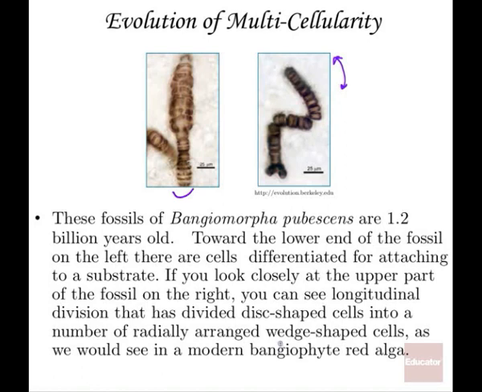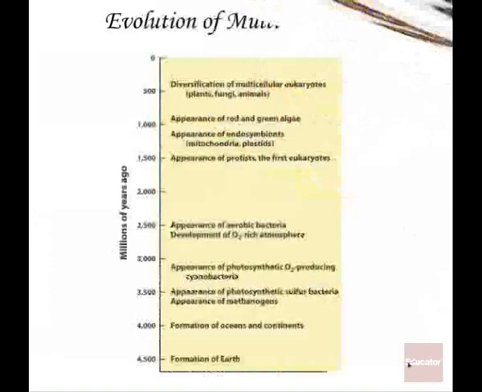So they started out as these disc-shaped cells, and then eventually they evolved into red algae. So we'll talk about them in relationship to our discussion about algae.